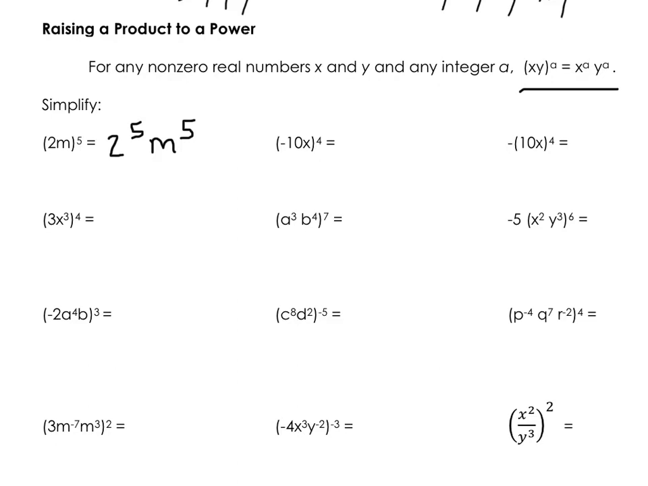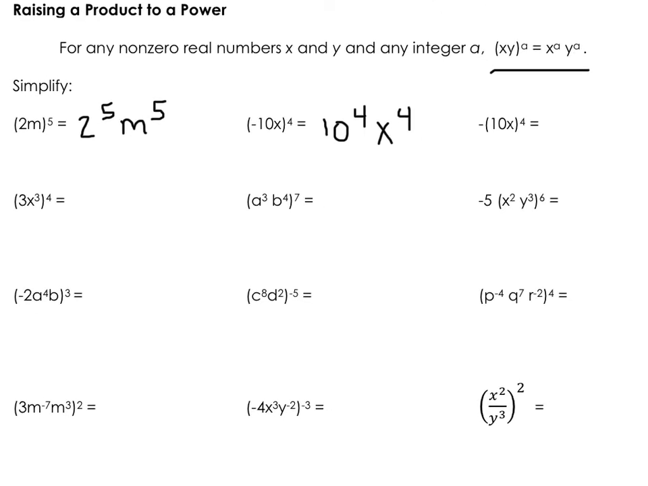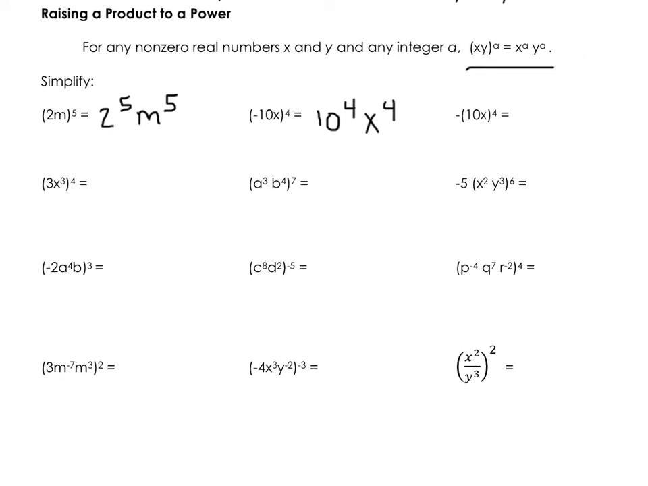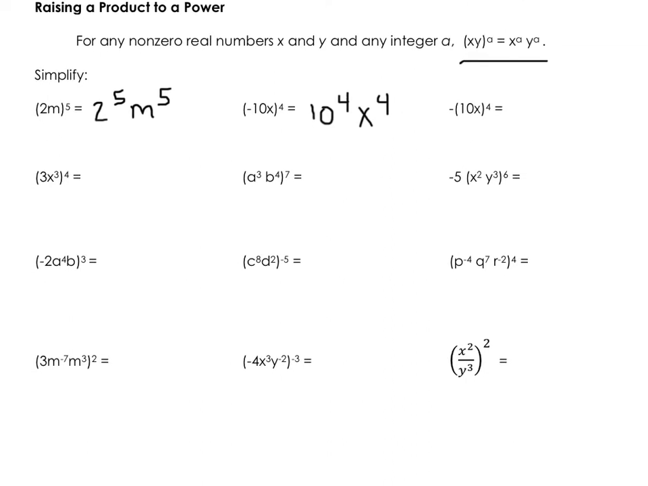What happens when you raise a negative number to an even power? It becomes positive. So 10 to the 4th, x to the 4th, and that's it. Notice that the negative was with the 10 in the parentheses. In our next example, the negative is not in the parentheses. It's waiting out front to make our answer negative. We still raise 10 to the 4th and x to the 4th, but this time it's negative because the negative was not in the parentheses.